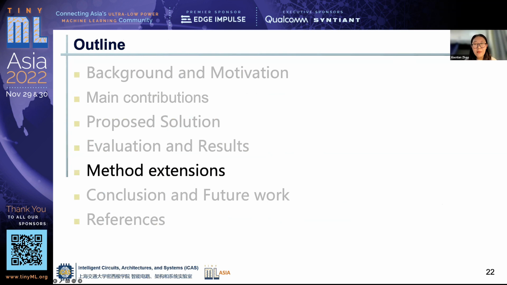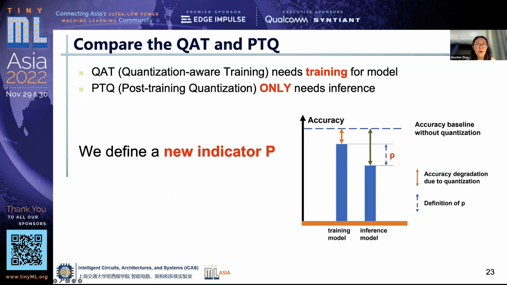Now we want to make some extensions of our method. As we discussed before, we mainly focus on PTQ, which is post-training quantization. It only needs inference every time. Instead of QAT, which is quantization-aware training, this method needs training for every model each time. So for a deeper analysis, we compare QAT and PTQ.